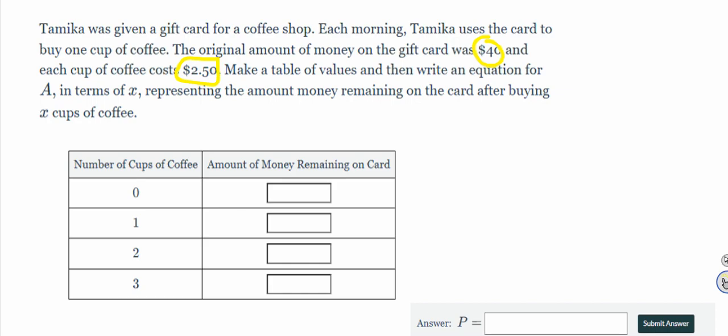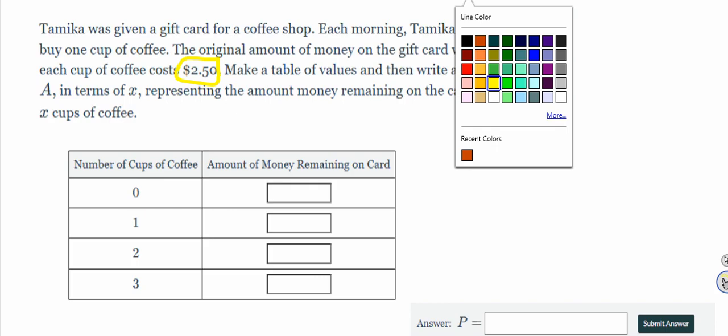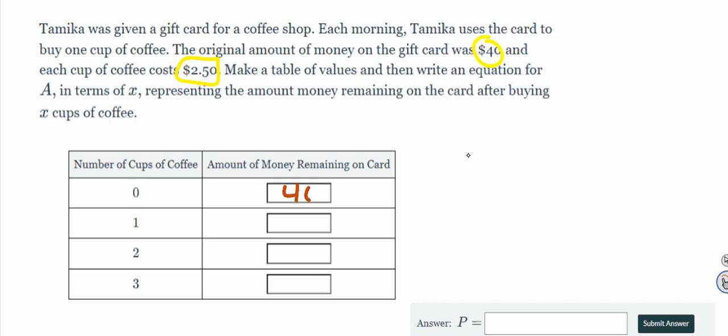In the beginning, how much money was on that gift card? You got it. We had $40, but then she had to go and buy that first cup of coffee. So that cost $2.50. So that's $37.50, right? And then she had to do it again. So we're going to subtract. That's 35, right? And then subtract another 2.50. So that's 32.50. I do need coffee. Let's make sure I got that right. Yeah, that looks right. Okay, now let's get to our equation.